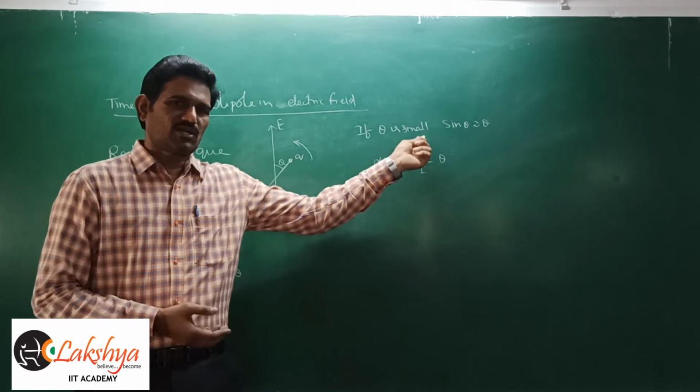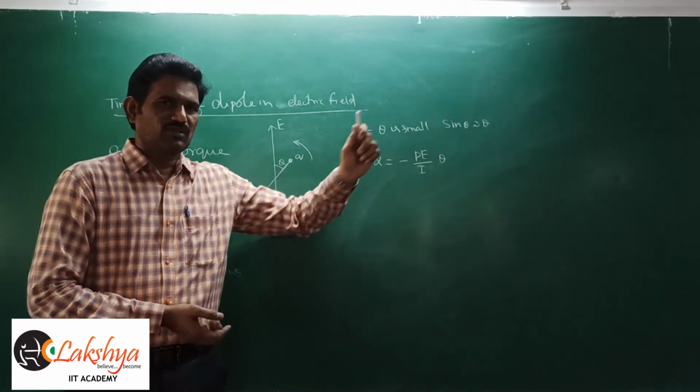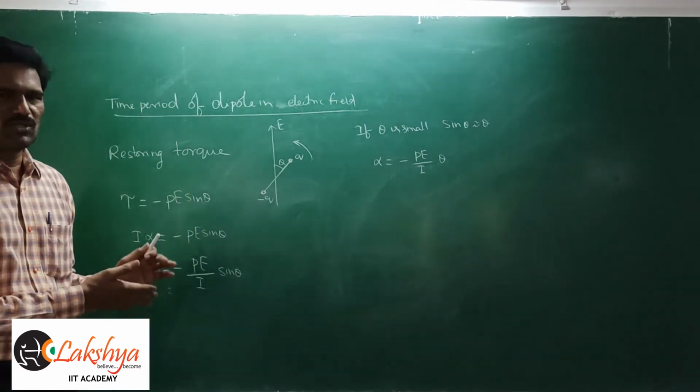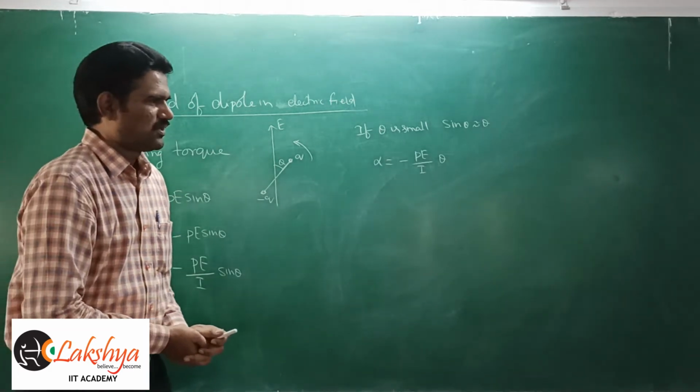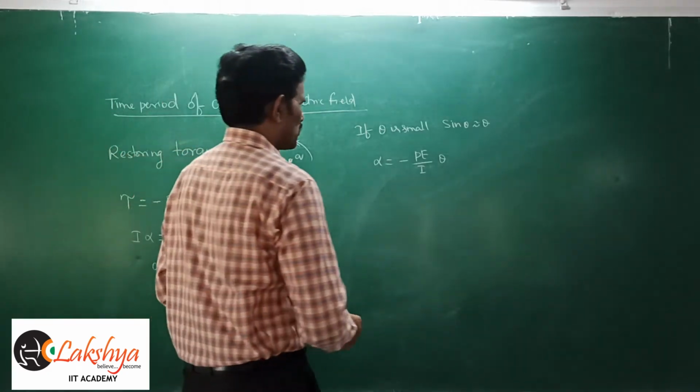So if theta is not small, you can't replace sin theta with theta. If sin theta is still there in that expression, then you can't call it a simple harmonic motion. It will be just a periodic motion, we can say. Is it clear? So when theta is small, then it executes simple harmonic motion.